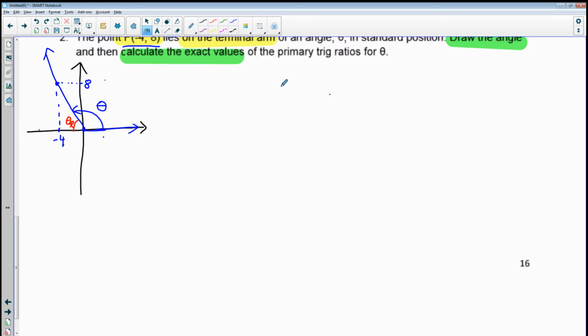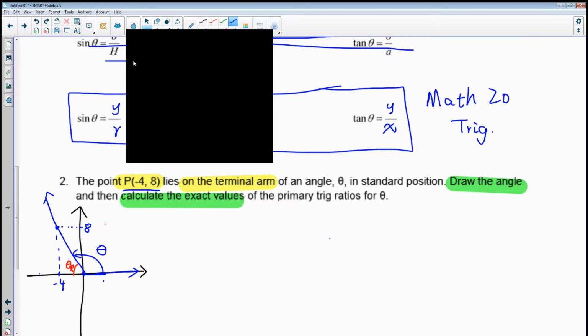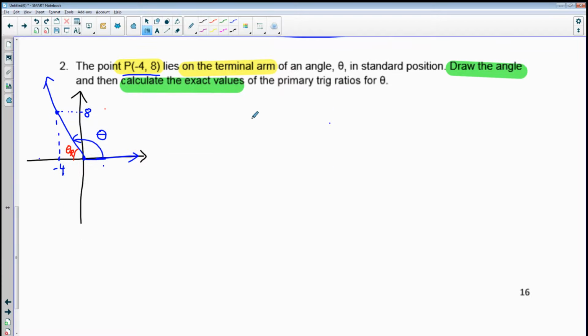We do not need the full right angle triangle to solve for it, because we have generalized sine, cosine, and tangent using coordinates. So sine of the angle is, oh wait a second, not opposite and adjacent, y over r. We'll fill in the numbers later.